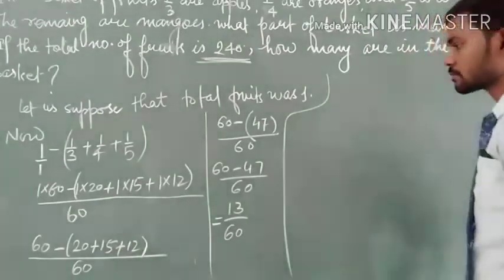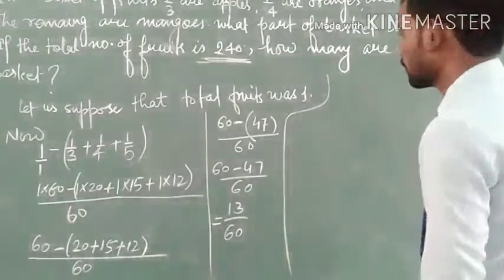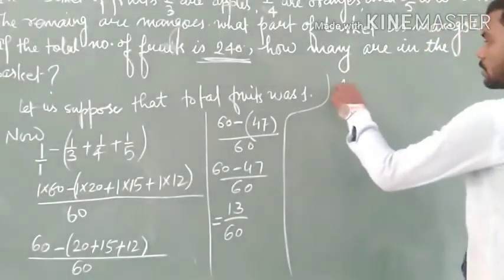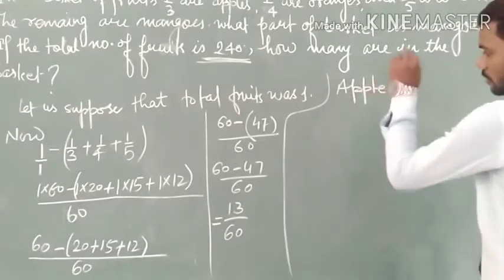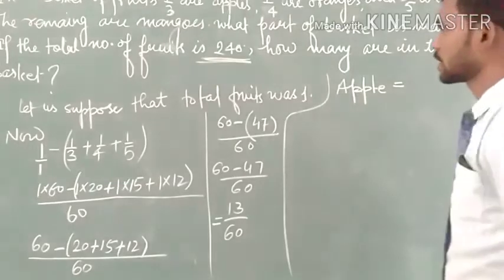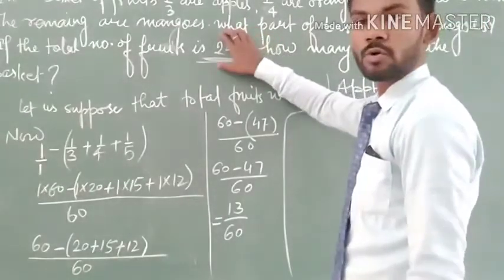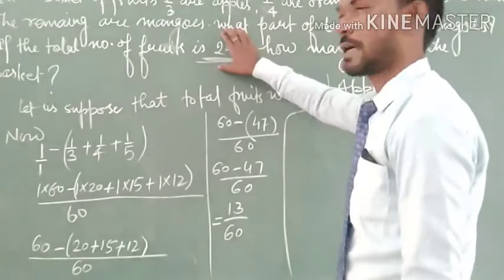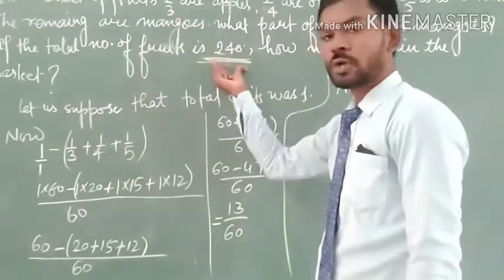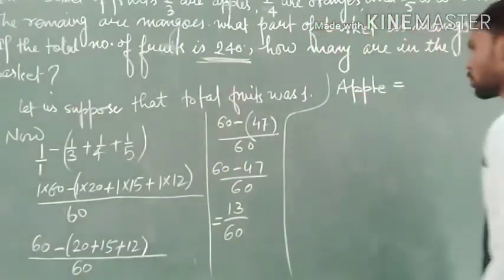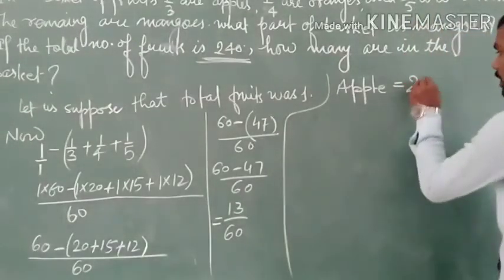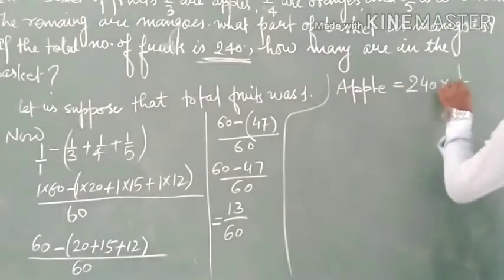So that if here first we find apple, okay. How do we find the number of apples? Here we can see that this is the total whole. This is whole, and here 1/3 is the part of 240. So in order to get the number of apples, we shall multiply 240 by 1/3.